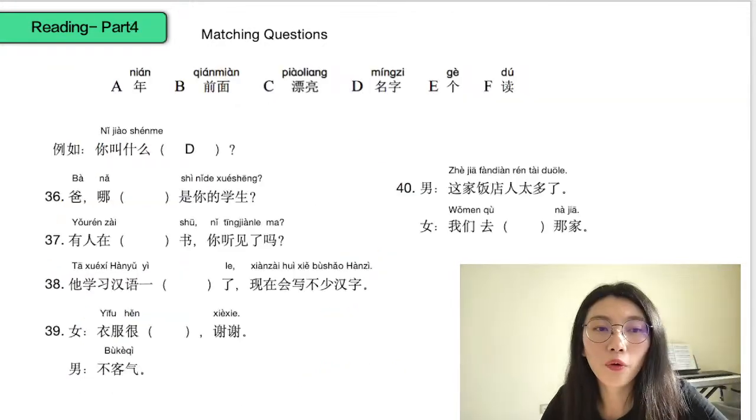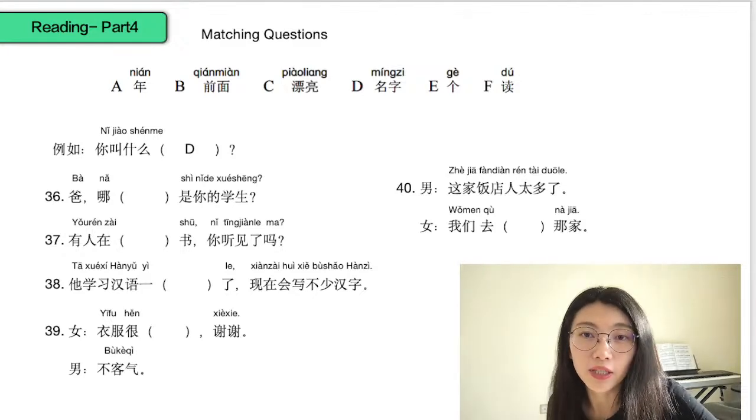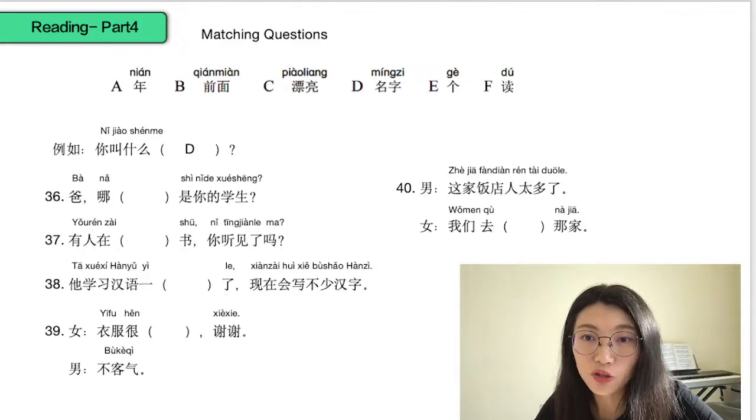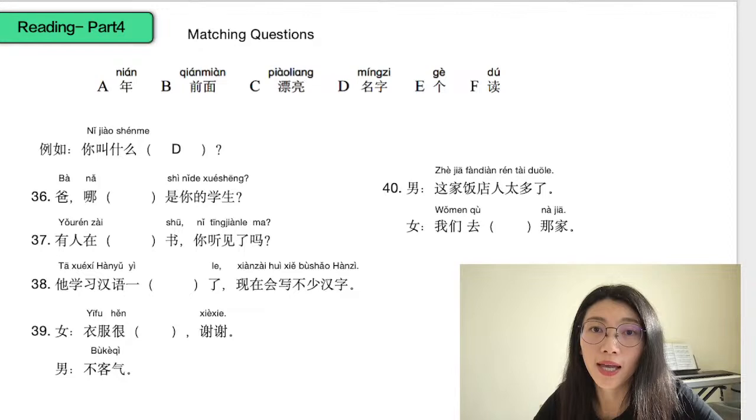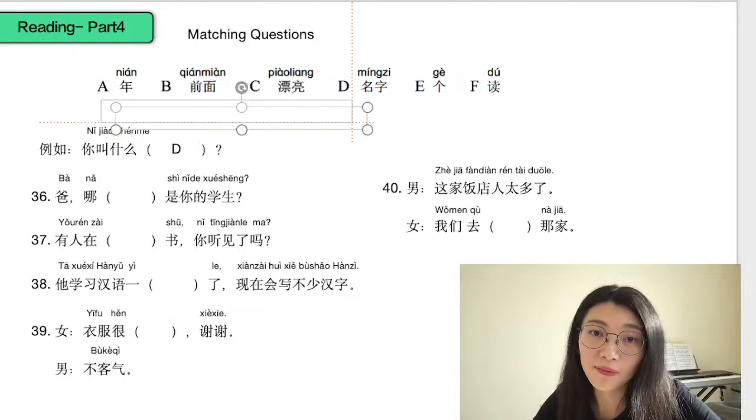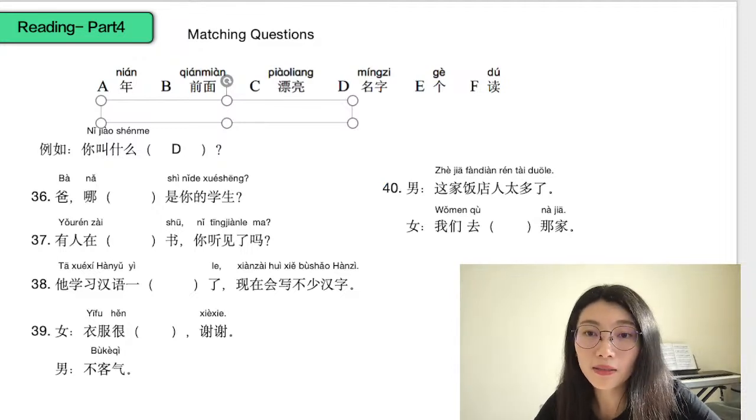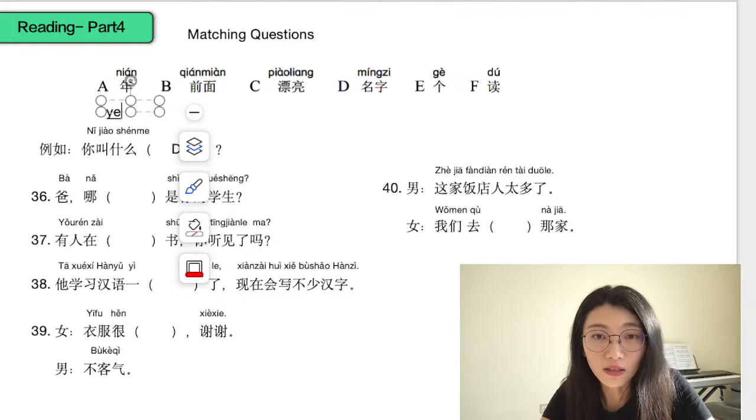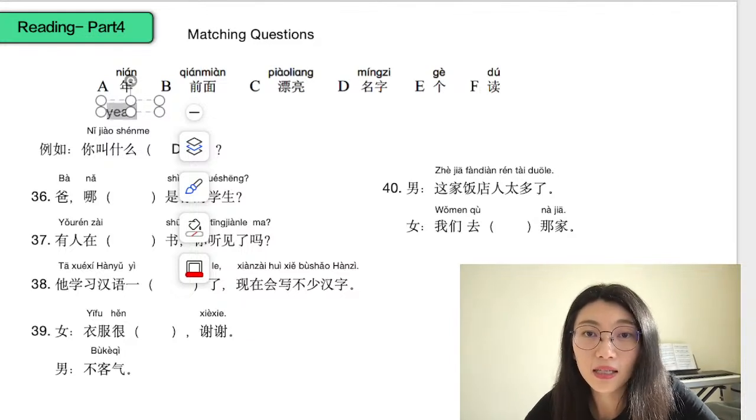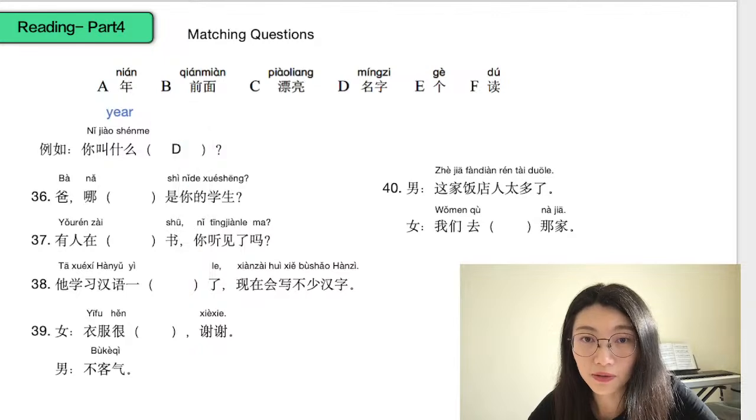Now part 4, the last part, is the matching questions. Before we do this, let's go through the options A, B, C, D, E, F one by one. So when you get the paper, what we need to do is to write down the meaning of the words one by one. If you know the meaning, you can write the meaning behind it. First, A 年. What's the meaning? 年 means year.